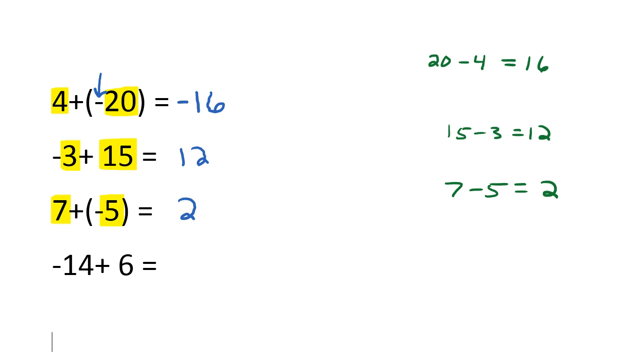And then when we look at the last problem, I've got one of each, so again I need to look at the absolute values and I need to subtract them. 14 minus 6 is 8, so I write down an 8 for my answer, and then since 14 is larger than 6 and 14 is negative, my answer is going to be negative.